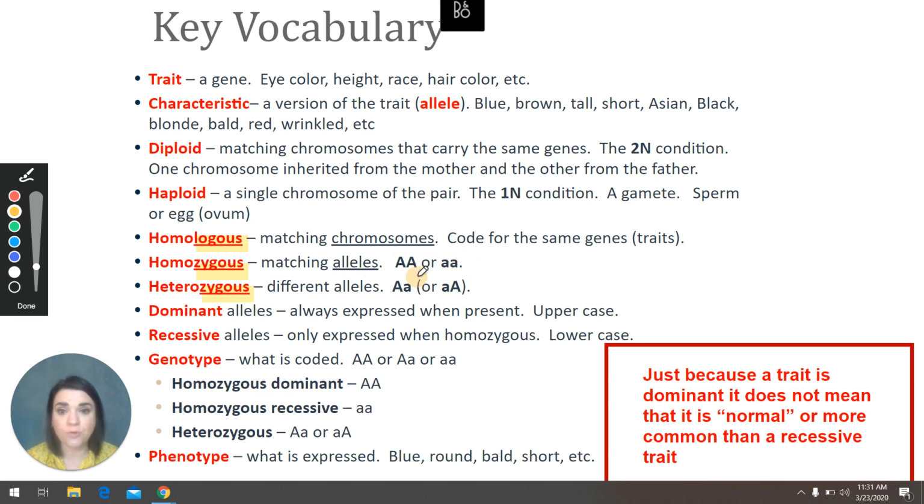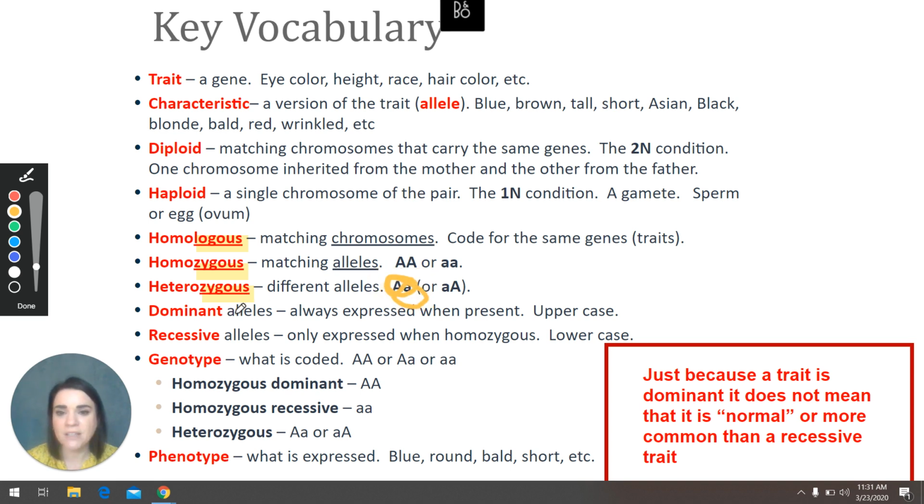Heterozygous, you're going to have two versions of a trait, two different alleles. You're going to have a capital and a lowercase letter, a dominant and a recessive version of the trait. I will ask that you always try to do the capital letter first. That's typically what you'll see in genetics. However, the other way is not technically incorrect, but I prefer this one.